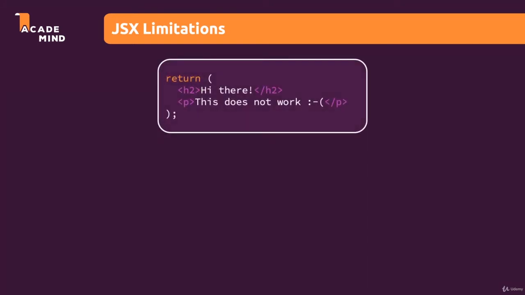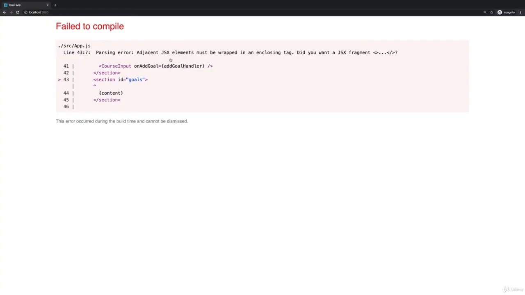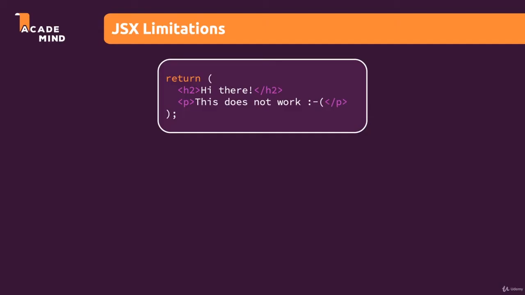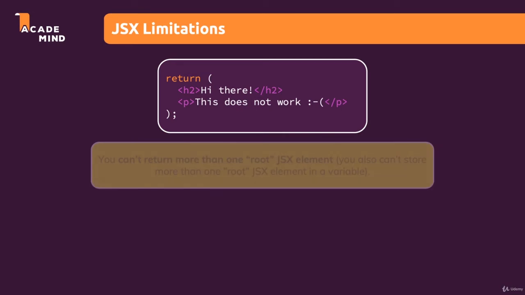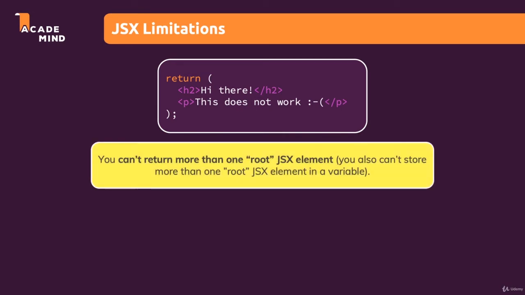If we have adjacent root level JSX elements, like in this example, we'll get an error. And with root level, I mean that we have two JSX elements next to each other, not wrapped by another JSX element, and we then return these side-by-side JSX elements, or we try to store them in variables. This will not work, because in React, in JSX in general, you can't have more than one root JSX element.